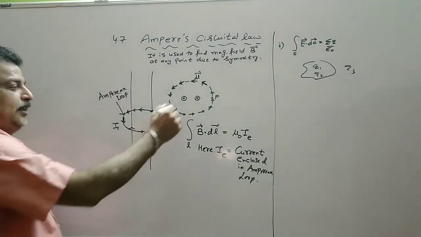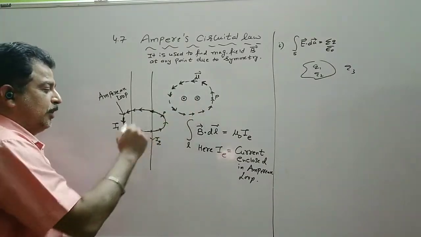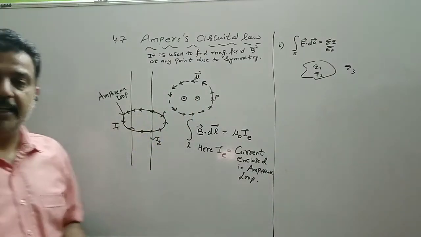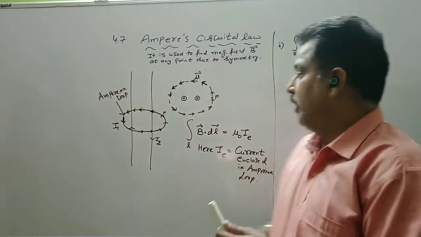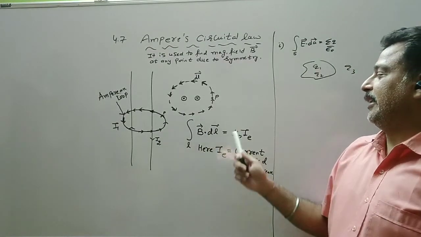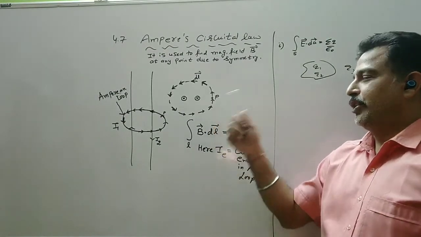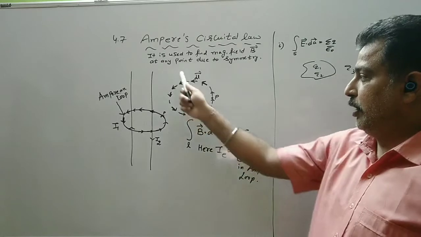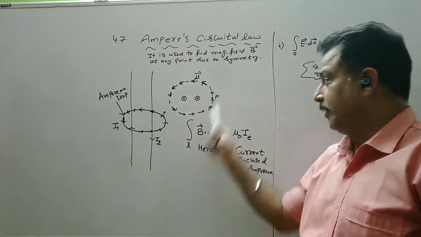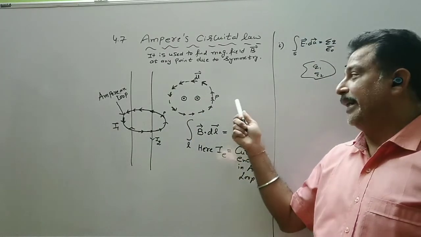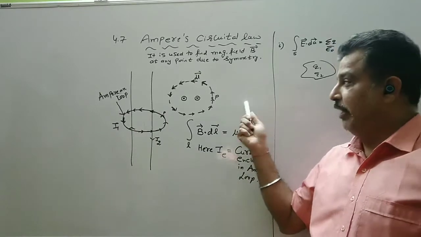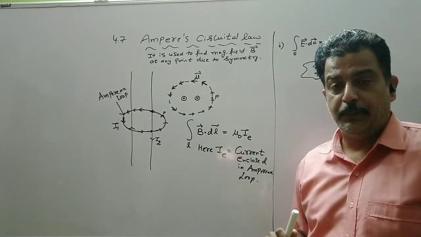Now both the currents are enclosed in the loop. Both the current-carrying wires are inside the loop. Remember, the magnetic field intensity at point P is due to all the wires. If I consider a third wire, suppose it is outside this Amperian loop, the magnetic field of that wire will be there at the point P.